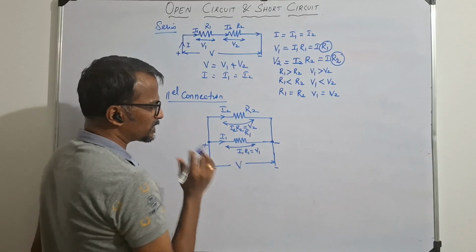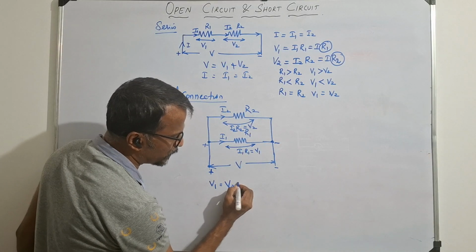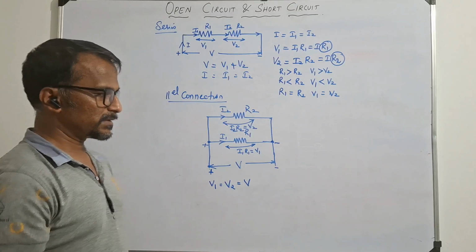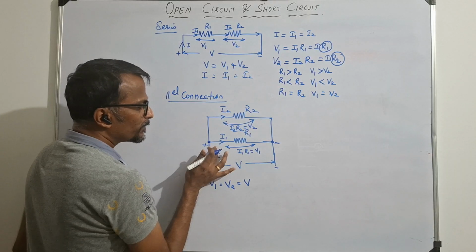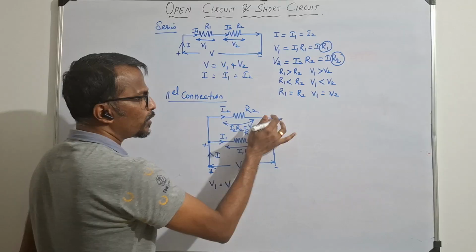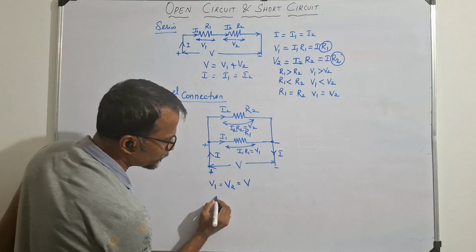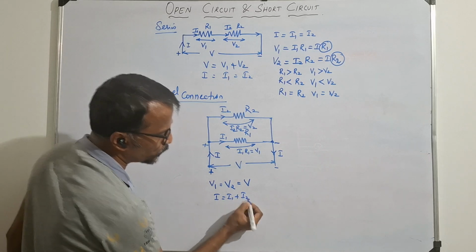So now what we can say is voltage V1 is equal to voltage V2, that is equal to V in the parallel connection. At the same time, the total current I is divided into I1 and I2, and then returns back as I again. That means we can say I is equal to I1 plus I2.